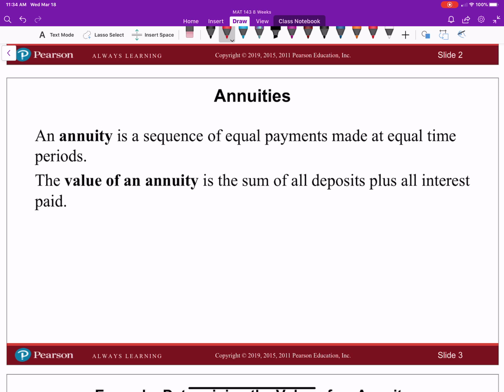So, annuities. An annuity is a sequence of equal payments made at an equal time period. The value of an annuity is the sum of all deposits plus all interest paid.